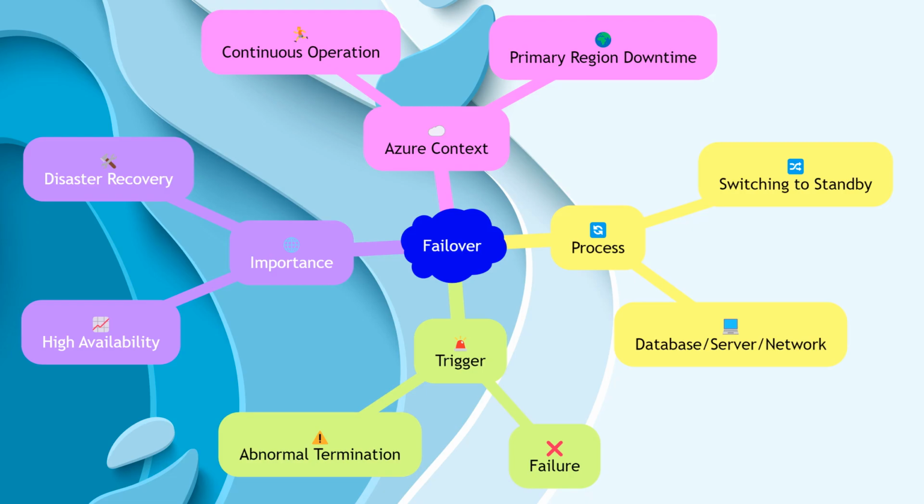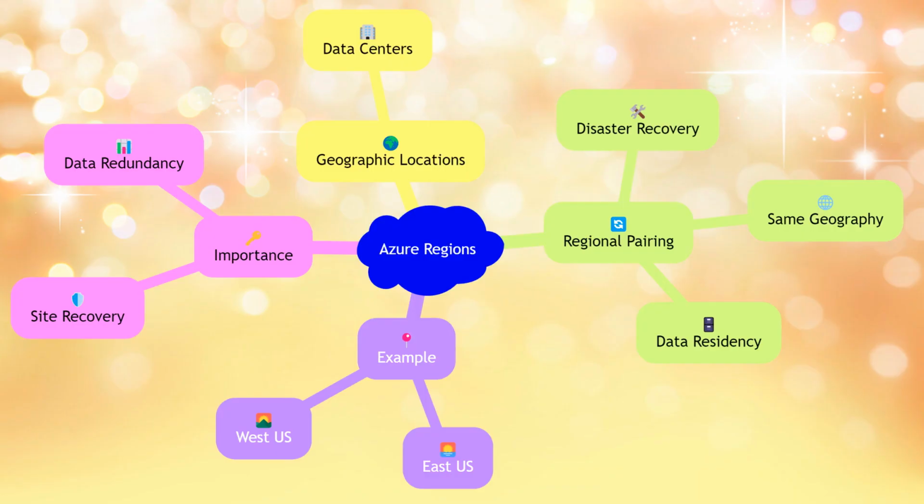region experiences downtime. Azure regions are distinct geographic locations that contain one or more data centers. Each region is paired with another region within the same geography, making it easier to set up disaster recovery and data residency requirements. For instance, if your primary region is East US, your secondary region could be West US. This regional pairing is essential for setting up site recovery and ensuring data redundancy.